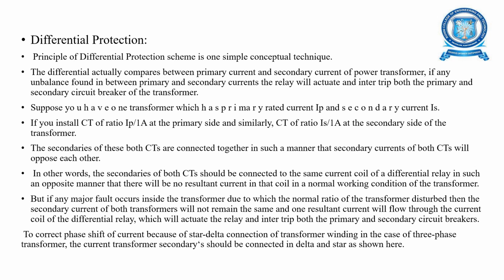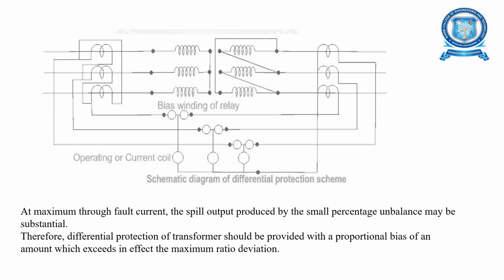To correct the phase shift of the current between the star-delta connection of the transformer windings in the case of a three-phase transformer, the current transformer secondaries should be connected in delta and star connection. This is the schematic diagram of the differential protection scheme. At maximum through fault current, the spill output produced by the small percentage unbalance may be substantial.